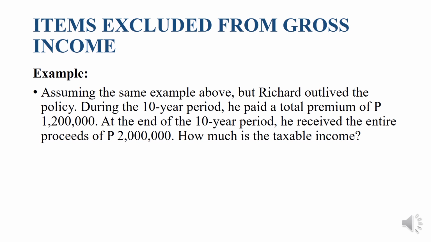So the 1,200,000 shall not be added to tax, while the 800,000 shall be added to our gross income. So apart from life insurance, gifts, bequests, and devises are also excluded from the gross income. So any donation, any gifts received by the taxpayer in any given year are not considered as income.